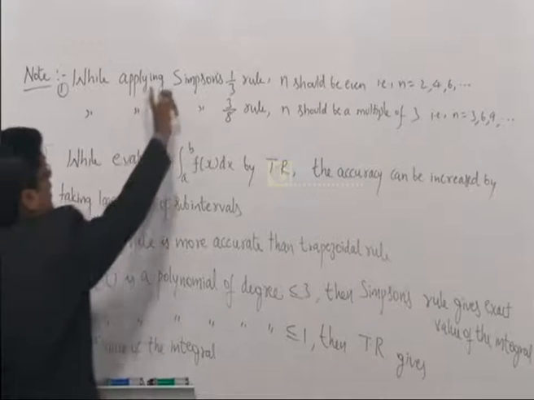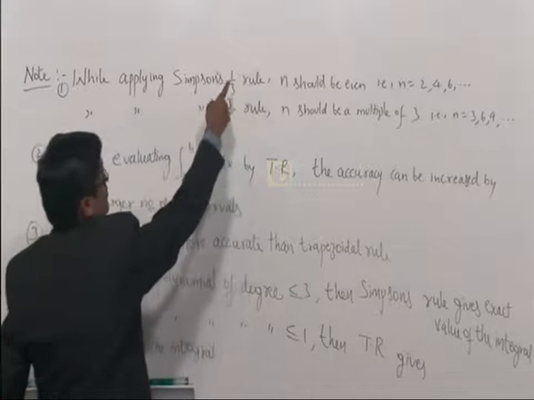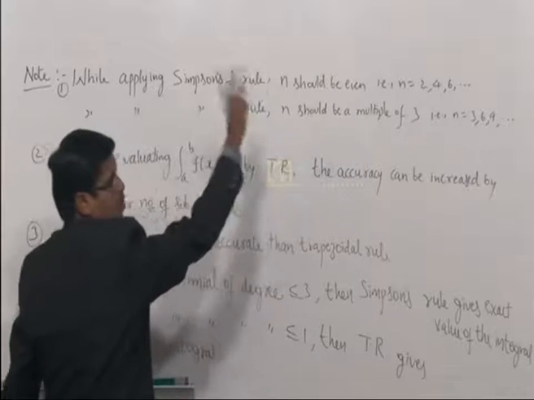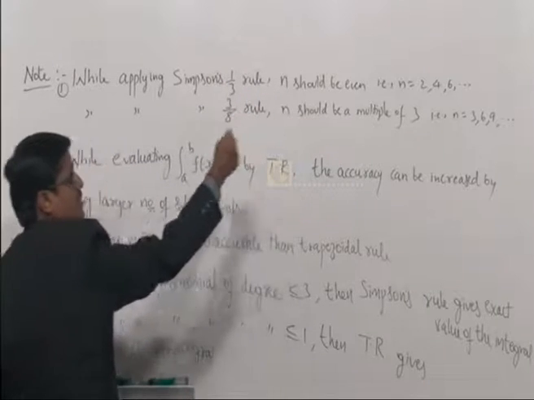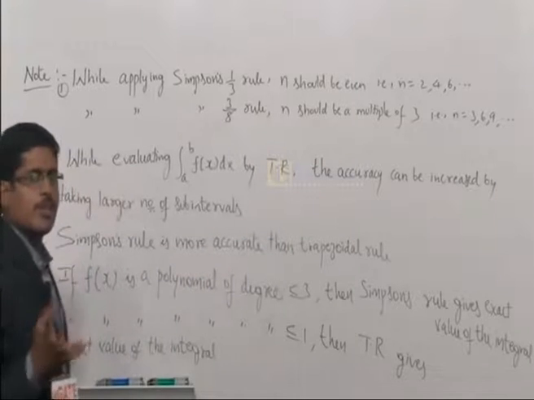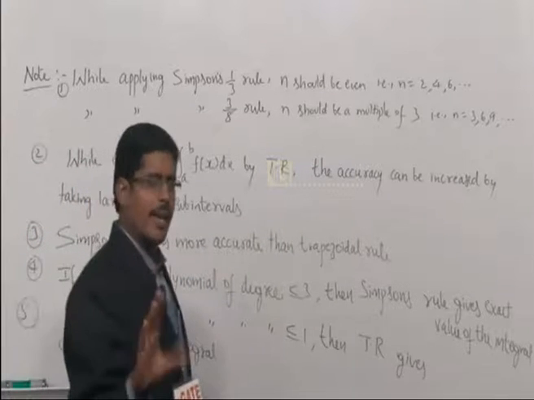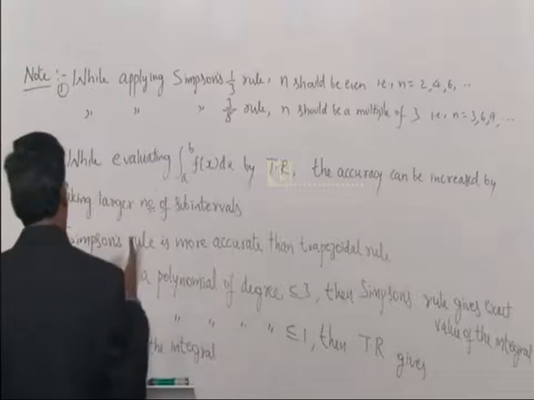See, while evaluating a problem by Simpson's 1/3 rule, n should be an even number of intervals: 2 intervals, 4 intervals, like that. And for the 3/8 rule, n should be a multiple of 3: 3 intervals, 6 intervals, 9 intervals. But for the trapezoidal rule, it is not necessary. n can be any number, odd or even or any multiple.